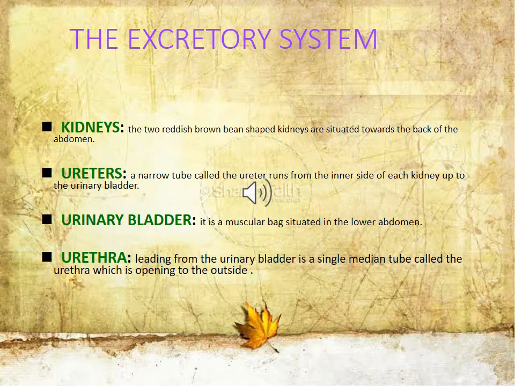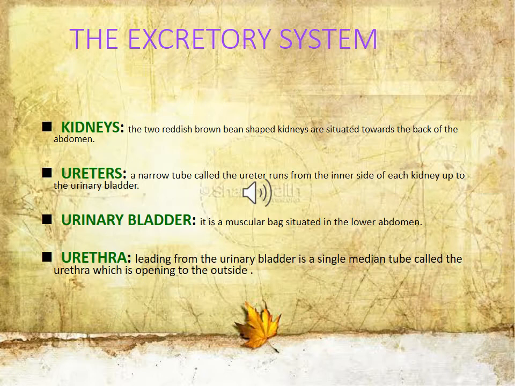Now in this slide, we will know about the excretory system. So before starting with the excretory system, we have to know about the organs associated with this system. So what are those? Like kidneys, ureters, urinary bladder, urethra. Kidneys are two reddish brown bean-shaped organs situated towards the back of the abdomen. And kidneys are very important as they produce urine, the most toxic excretory product or the most toxic metabolic product.